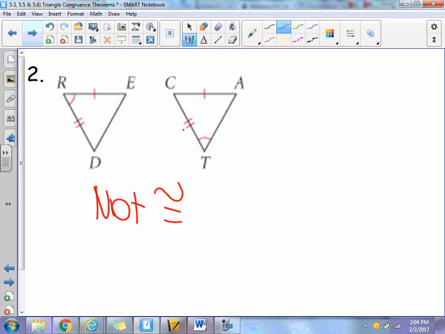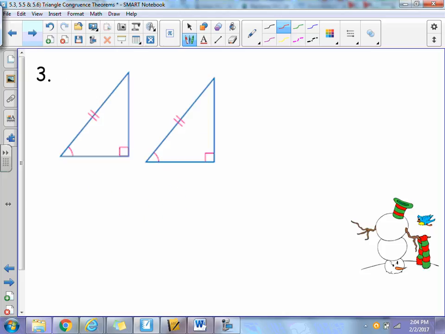So is number 3 AAS? Very good. AAS. Okay, be careful. A lot of people want to jump to HL, which is why I put this here. It is not HL because you need an H, which I do have. Do I have any legs marked off? No, that's why I can't use HL, but I can use AAS.